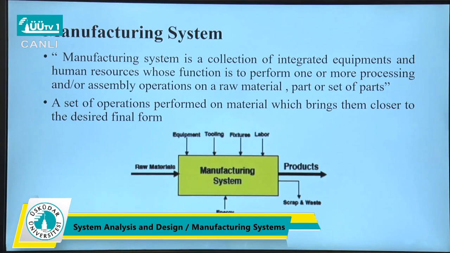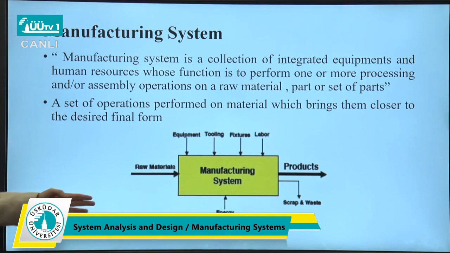So the first definition here is that a manufacturing system is a collection of integrated equipment and human resources whose function is to perform one or more processing and or assembly operations on a raw material, part or set of parts. The second explanation is a set of operations performed on material which brings them closer to the desired final form.